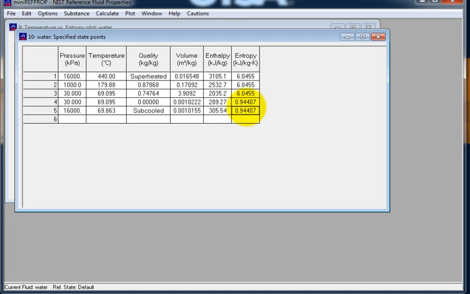Yes, sir? For the quality, could you type in superheated and it'll register that? Well, you put 0 to 1. It really doesn't make sense to go outside that range. So if you put in a quality of 1.2, it's probably going to say, hey, you're confused. It won't let you do that.